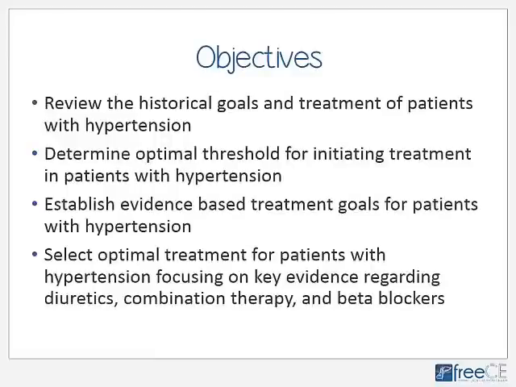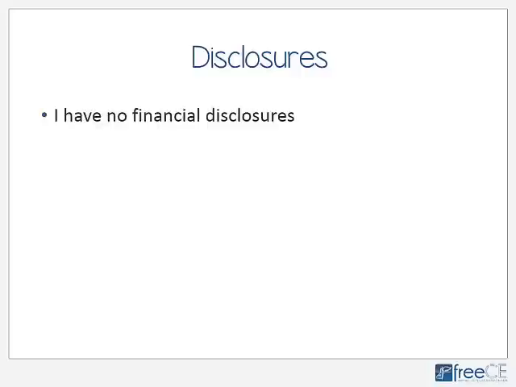At the end of today's presentation, you should be able to review the historical goals and treatment of patients with hypertension, determine the optimal threshold for initiating treatment in patients with hypertension, establish evidence-based treatment goals for patients with hypertension, and also select the optimal treatment for patients with hypertension, focusing on key evidence regarding diuretics, combination therapy, and beta blockers. I have no financial disclosures related to today's presentation.